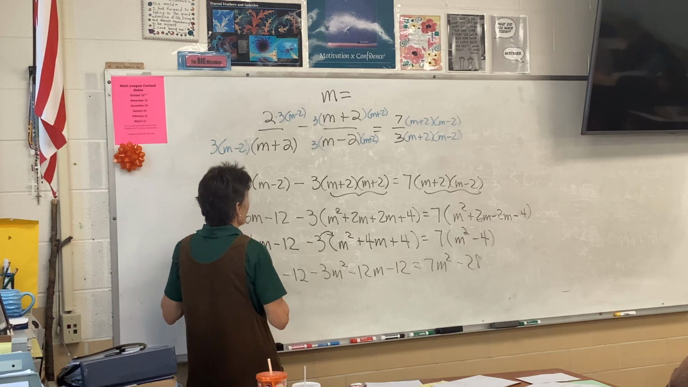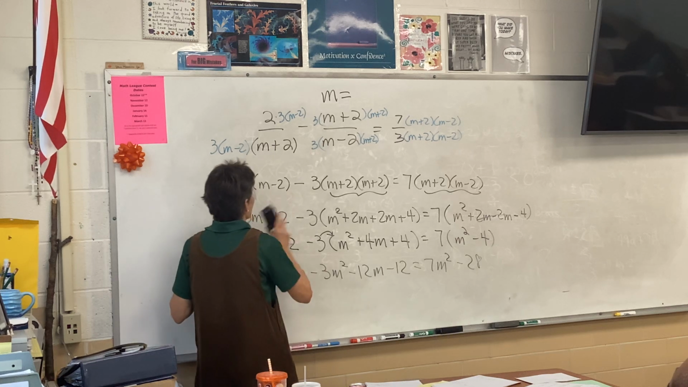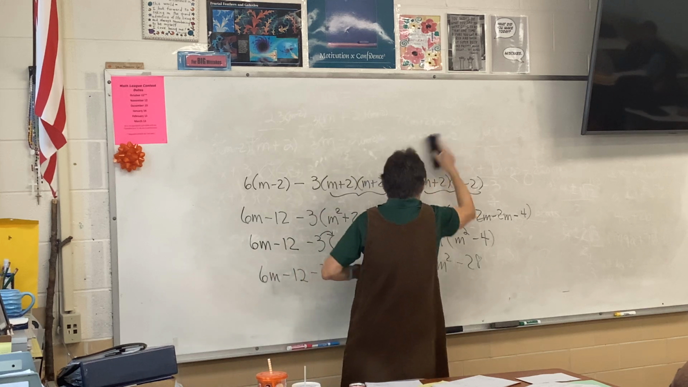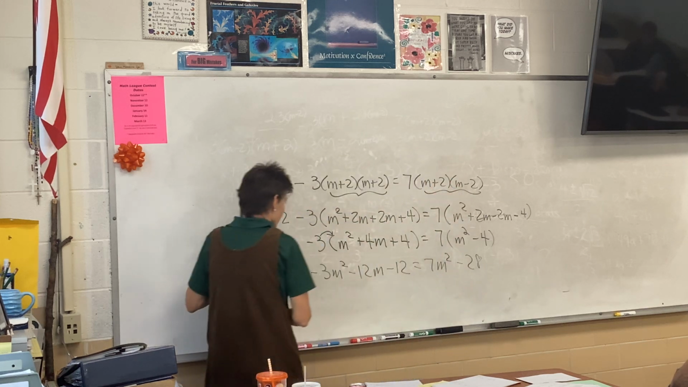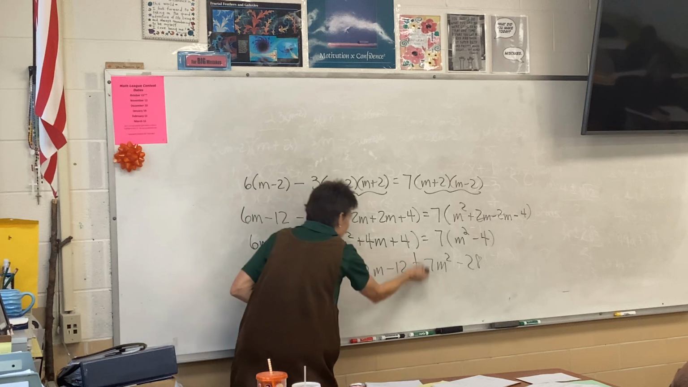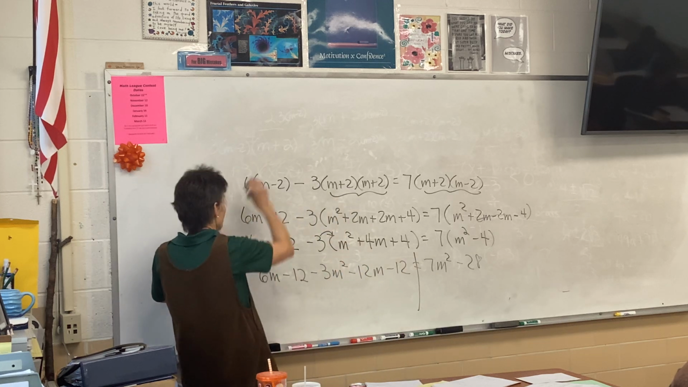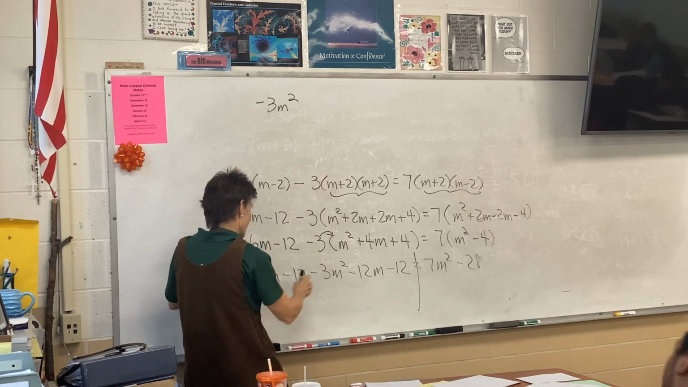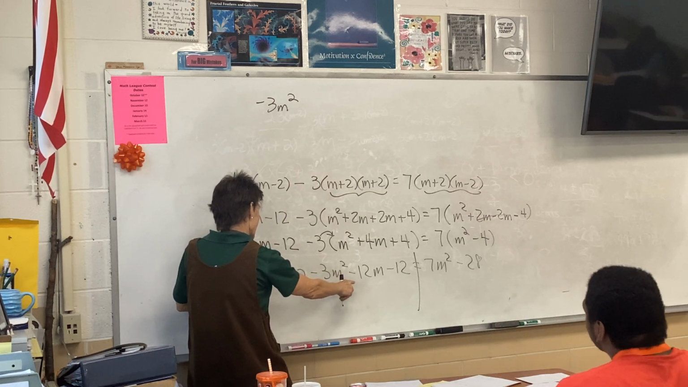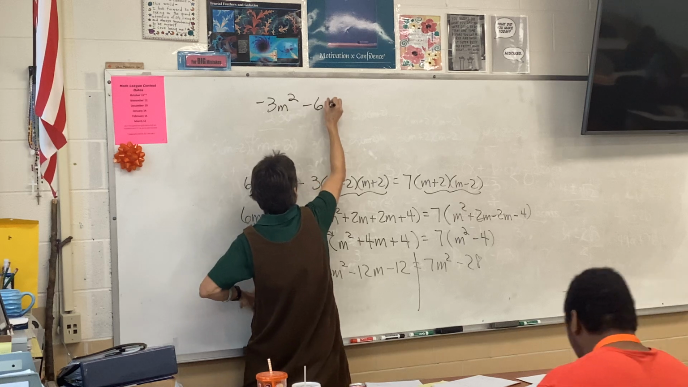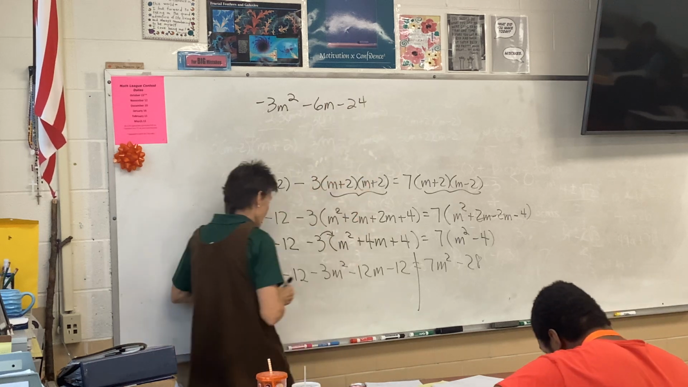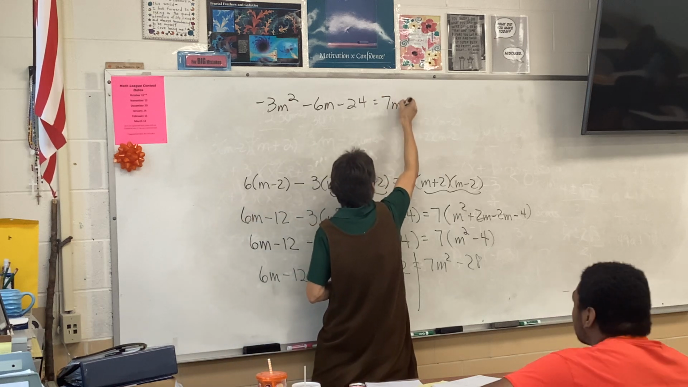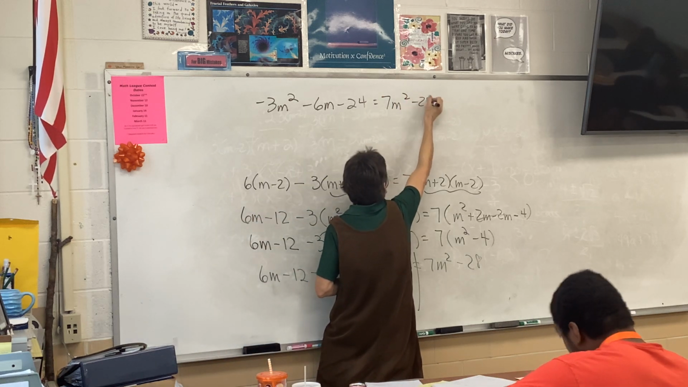And this is big, I'm running out of room. So I'm gonna erase all this and come back up here. All right, so what have I got? Let's start collecting like terms. Negative 3m squared minus 6m minus 24 equals 7m squared minus 28.